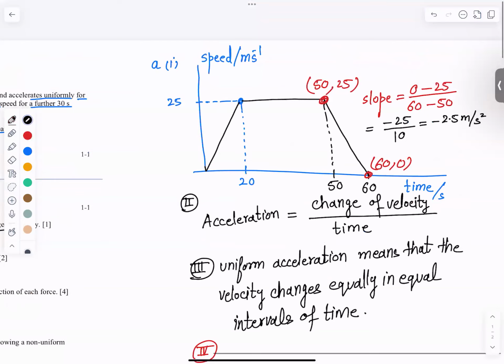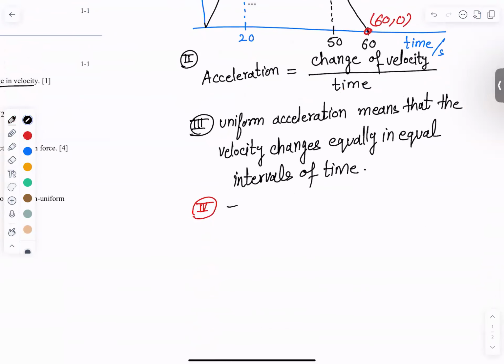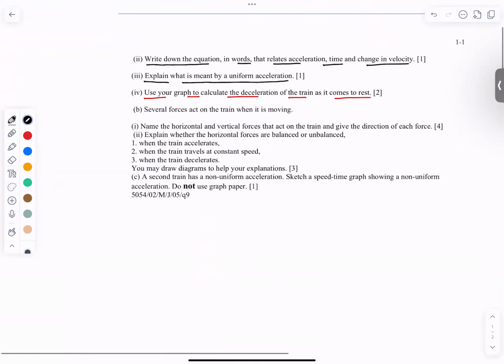So the deceleration is minus 2.5 meters per second squared. Now, if we say deceleration, then the negative sign is not needed. Deceleration of 2.5 meters per second squared. This is the final deceleration.